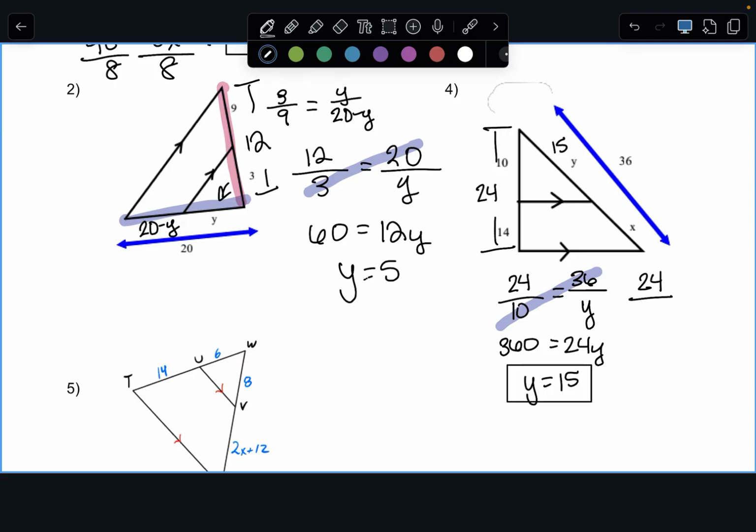Last time I picked the 10 as my part. What part should I pick this time so I can get my x? 14. Okay, so whole over part, 24 over 14, is equal to, the whole thing for my other side is 36. And we picked 14 because it goes with x. So x is on the bottom.